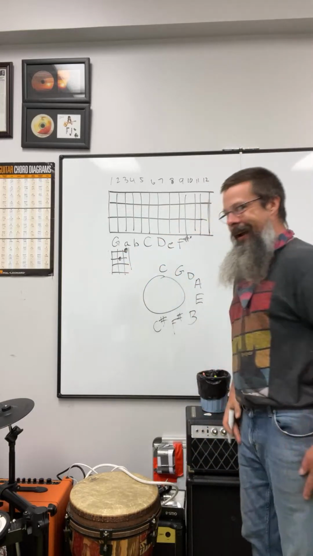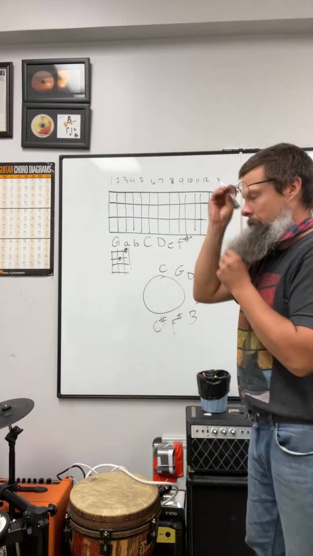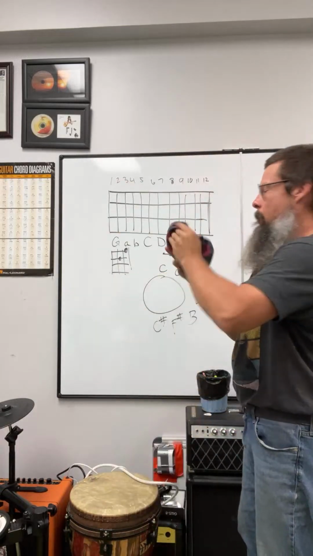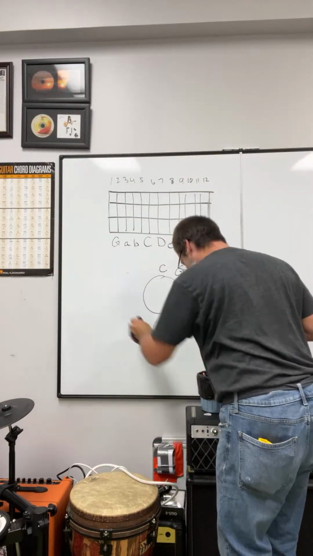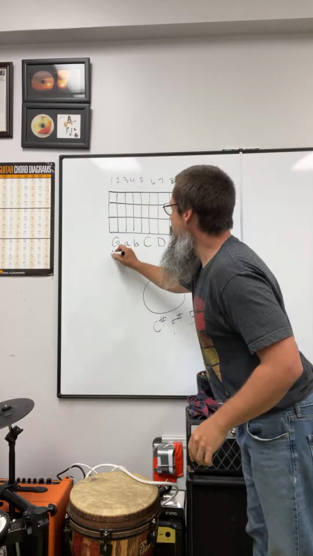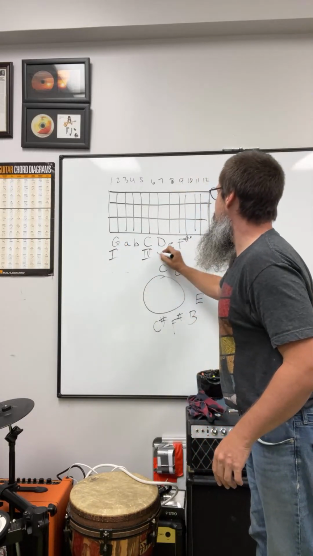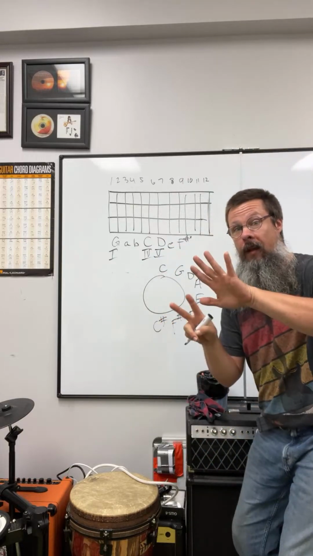So when we're playing our chord, hold on. We have a 1 chord, we have a 4 chord, and a 5 chord. This is how we read those 7 diatonics.